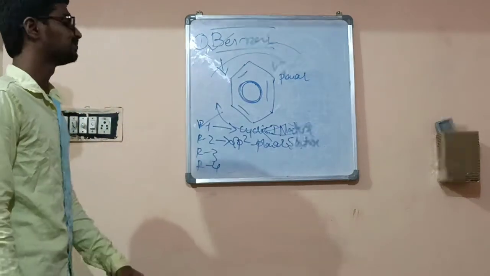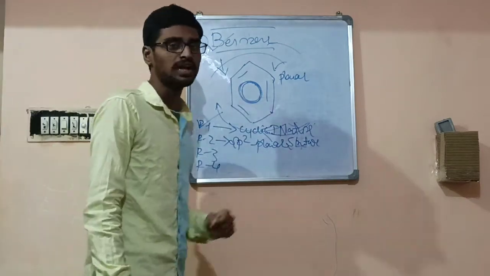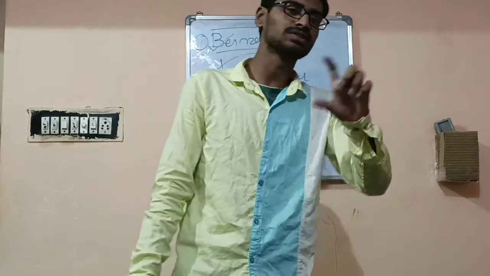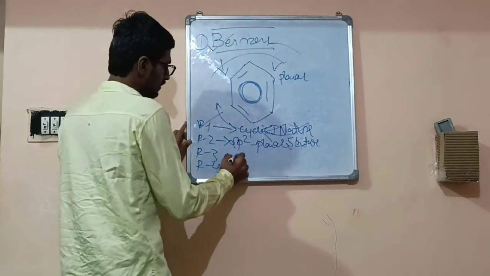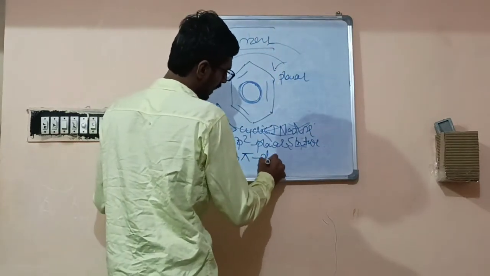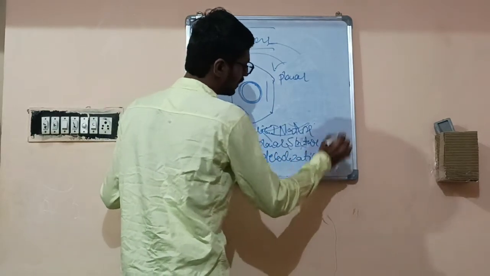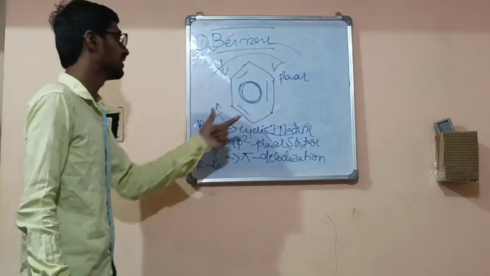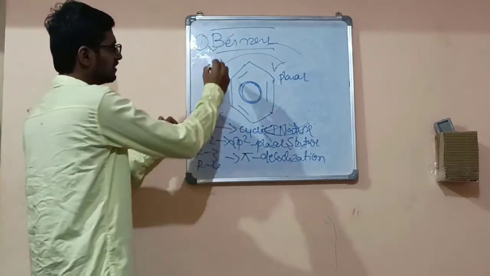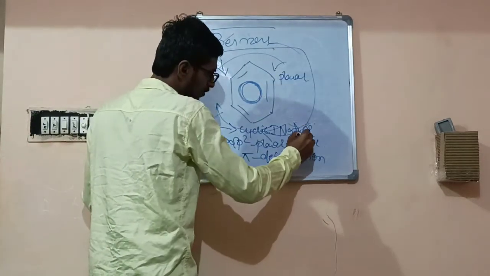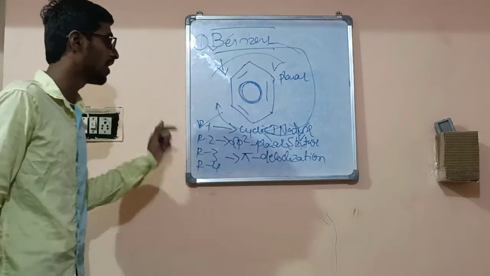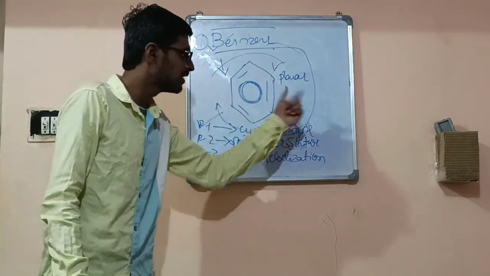Then rule 3 is the delocalization of pi electrons in its outer shell. Is there a presence of delocalization? Yes, the presence of pi electrons with delocalization. In the case of benzene, a complete delocalization of electrons takes place. I will explain it a little more.